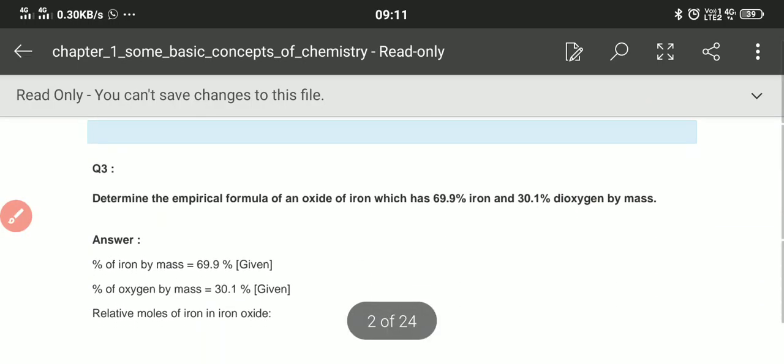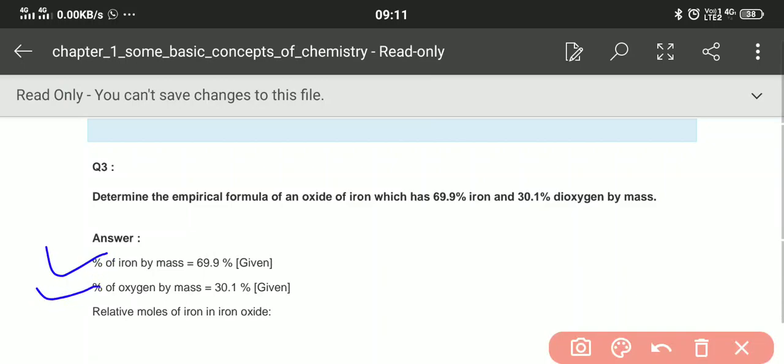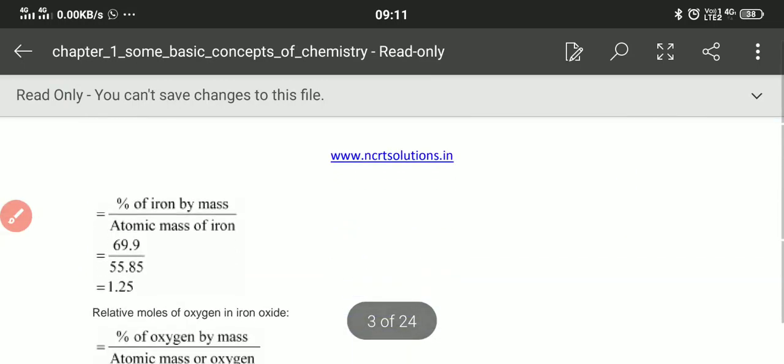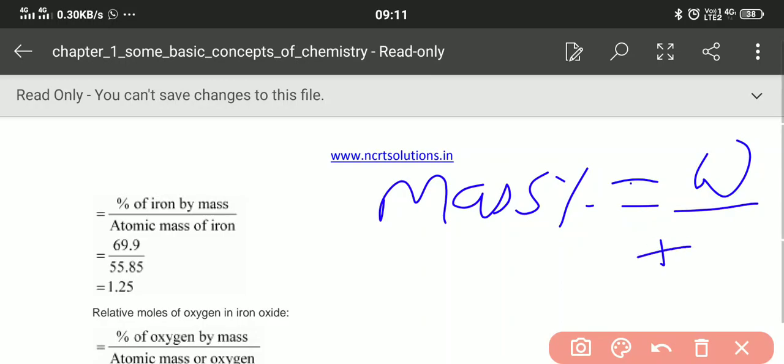Now question 3, determine the empirical formula of an oxide of iron which has 69.9% iron and 30.1% dioxygen. So percentage of iron is given, percentage of oxygen is given. So how to calculate the formula? See here, we know mass percent is equal to weight divided by total into 100. Now find the ratio first.